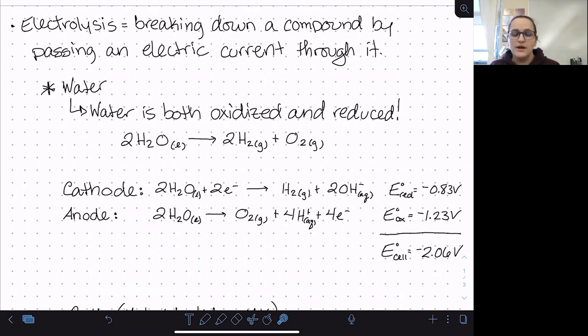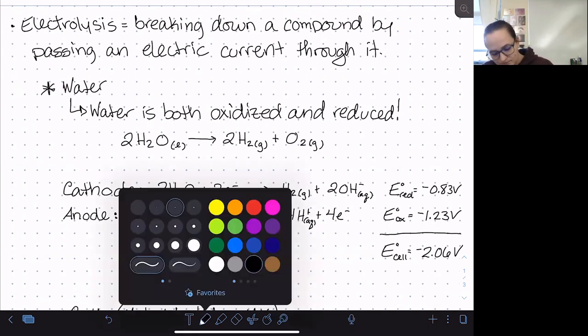That is the only reason why I talk about this specifically, but it's one of the most common types of electrolysis that you come across in the world. It is passing an electric current through water to break it down into its elements of hydrogen and oxygen gas. So water is being both oxidized and reduced here.